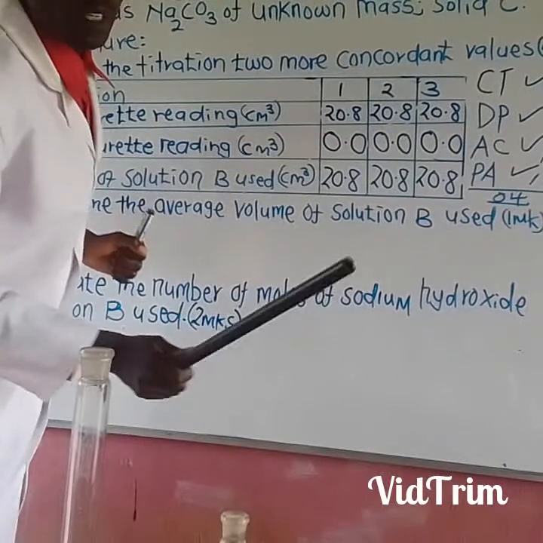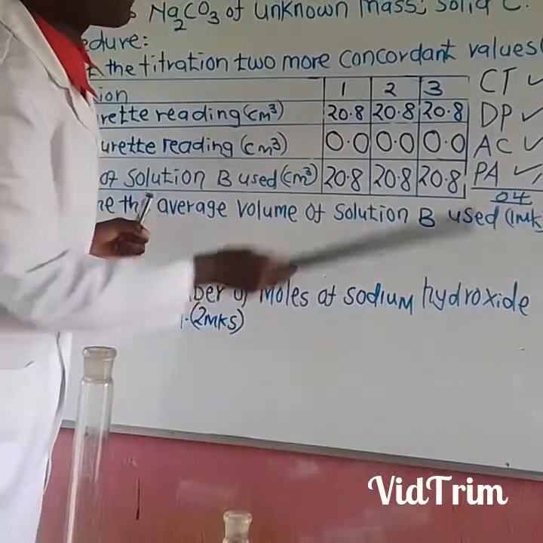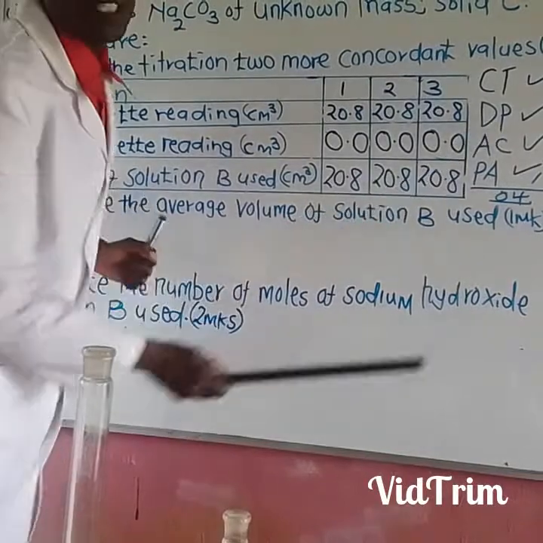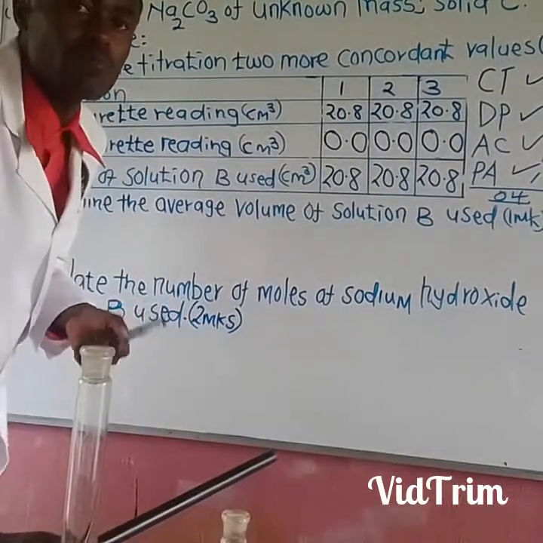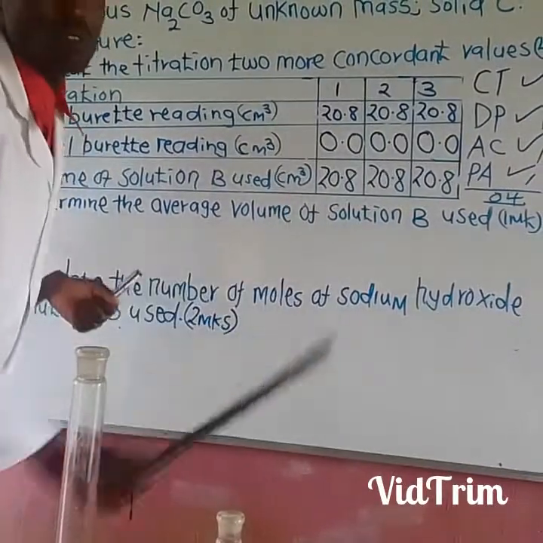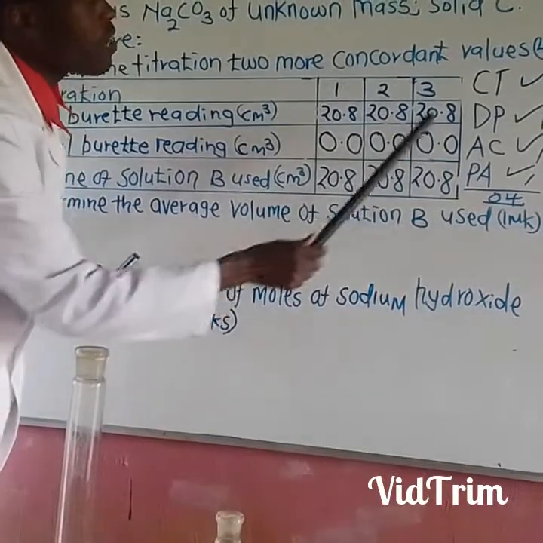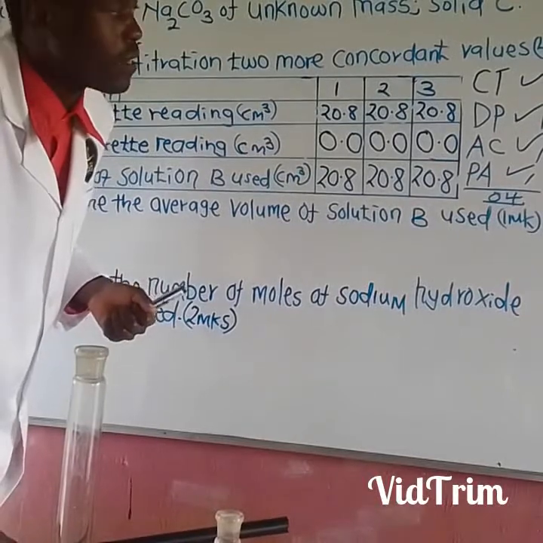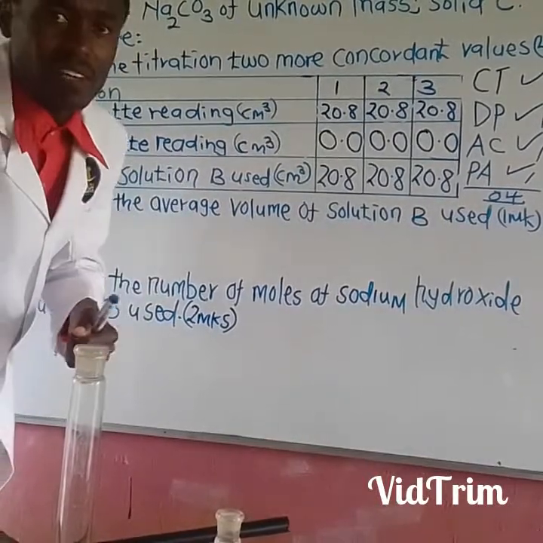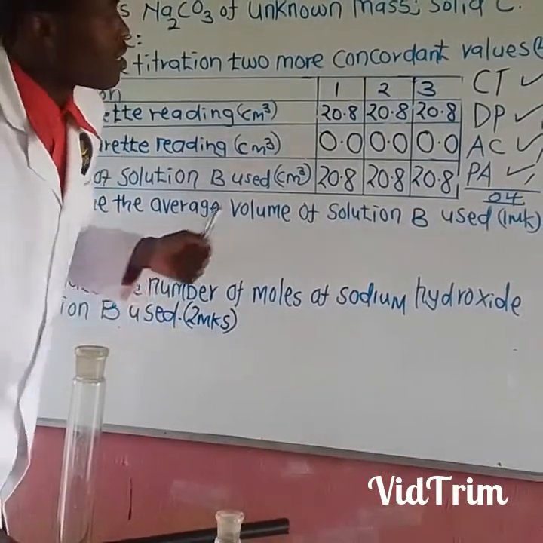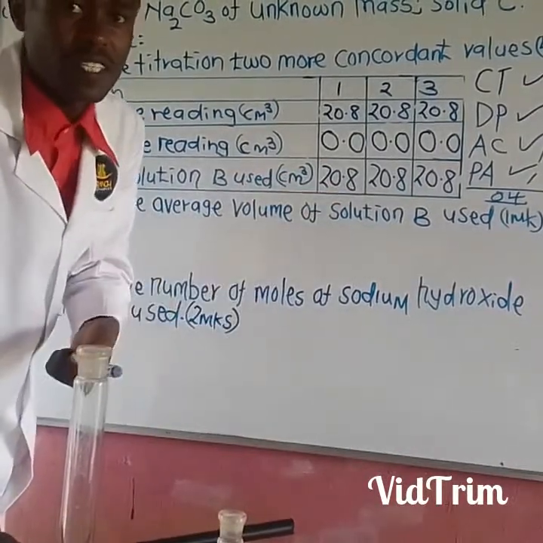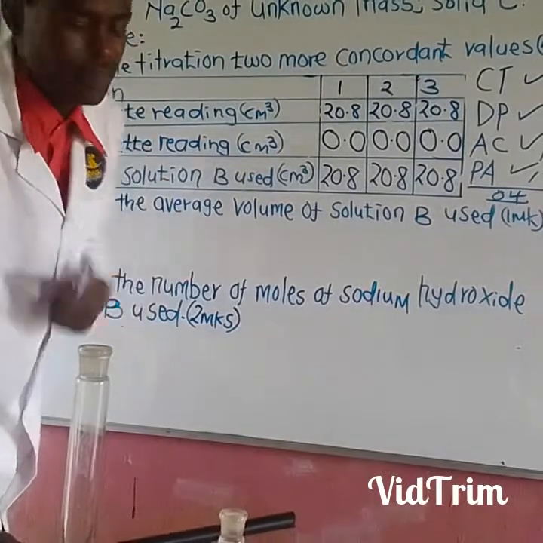I'll emphasize something on decimal places. When you are filling the table, ensure the decimal place is uniform. If you are using 1 decimal place, let it be uniform all through. Then if you are using 2 decimal places, let them be uniform. Is it okay? But I normally advise my student that you use 1 decimal place when you are filling the table. Is it okay? It is easier.